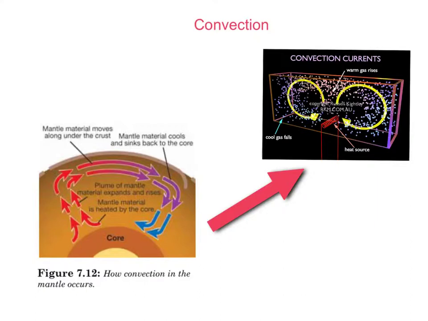Convection is something that makes the material in the lower mantle heat up and then lets the material cool down in the upper section of the crust. The plume and mantle material must expand and rise in order for the crust to cool down.